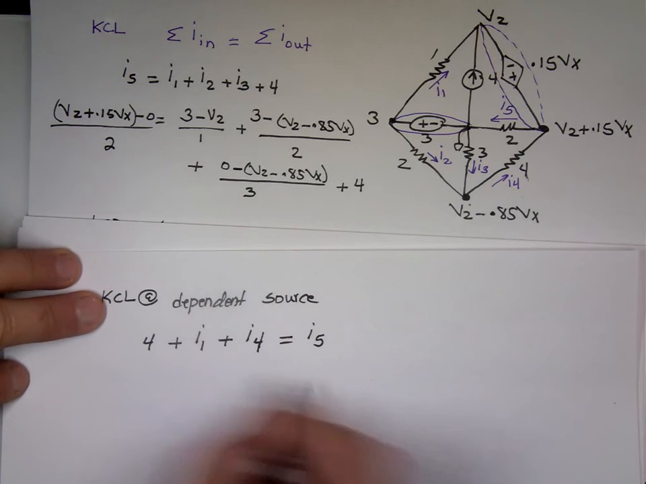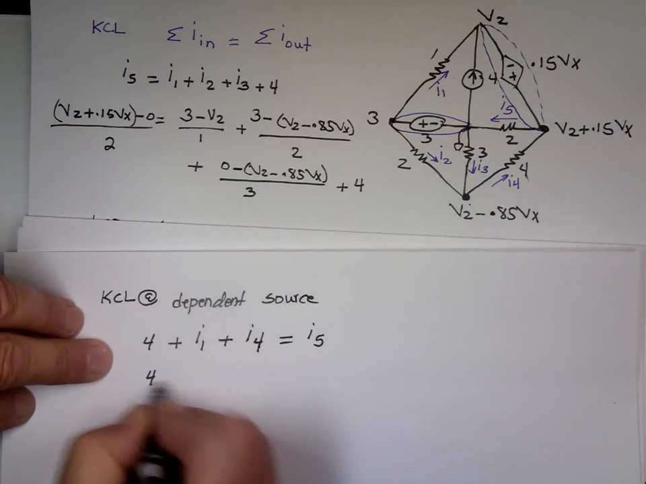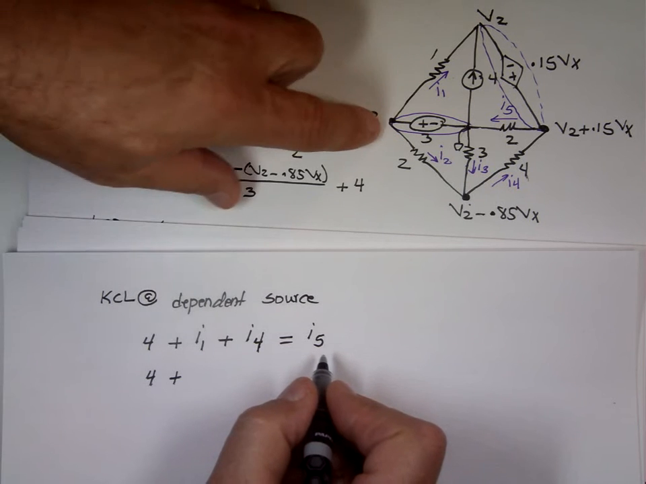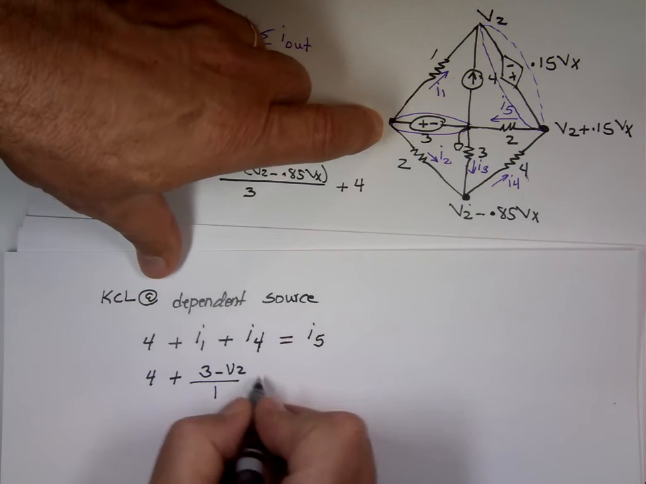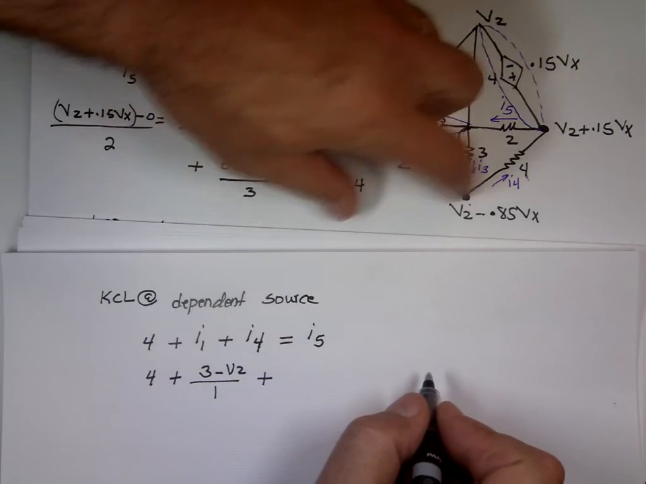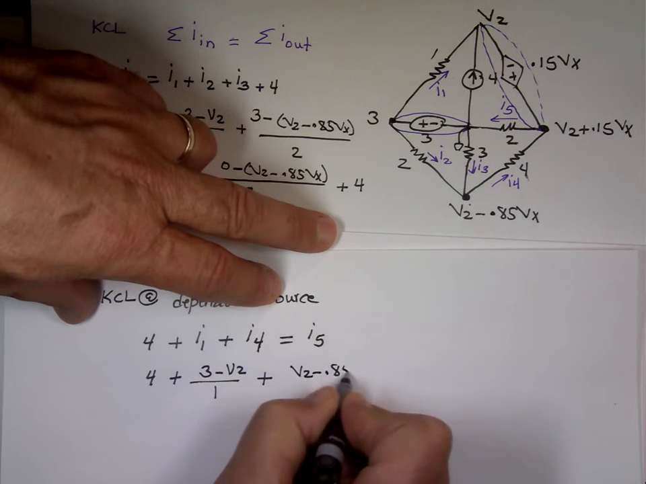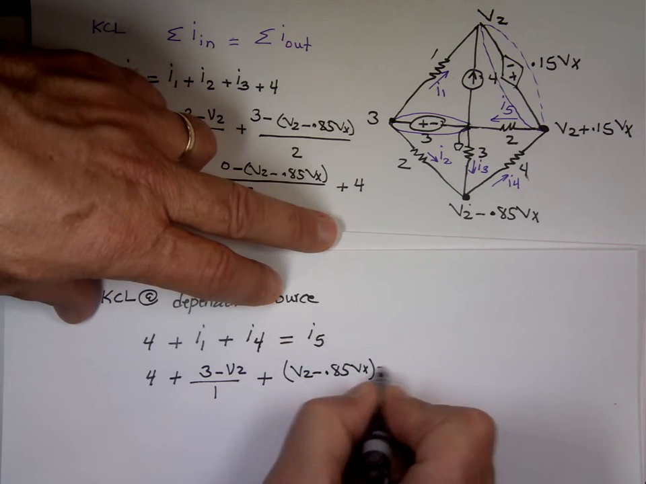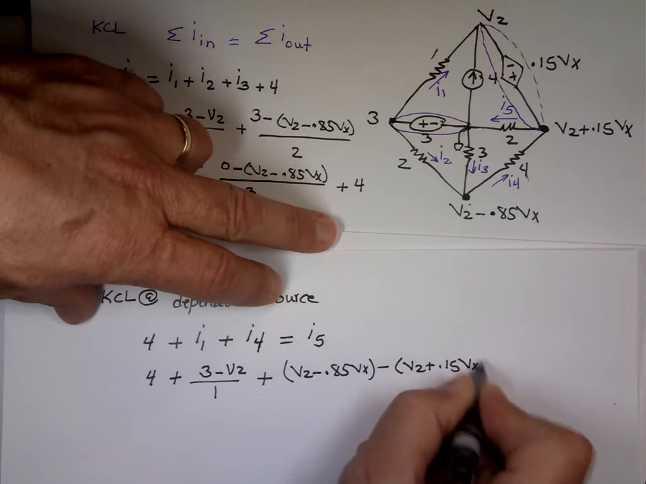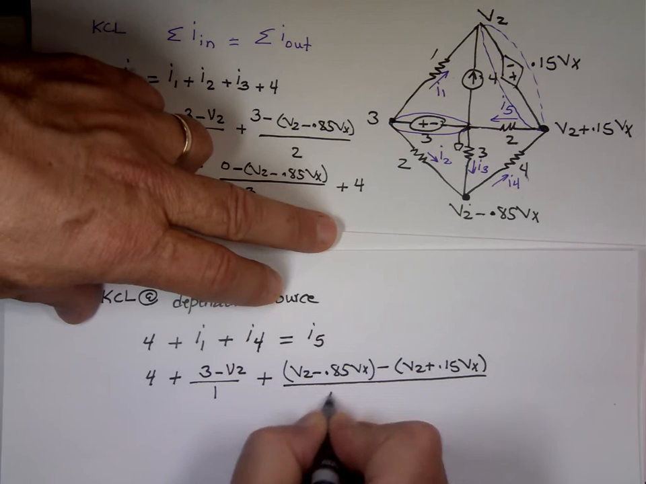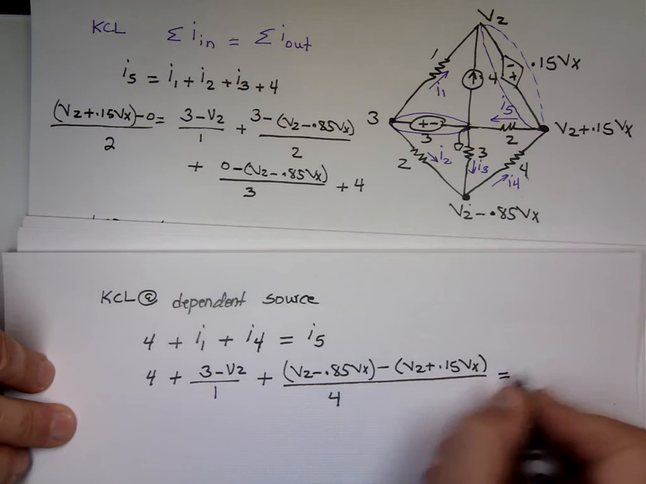So now let's finish this. That's 4. What's I sub 1? I sub 1 is 3 minus V2 divided by 1. I sub 4, I forgot what I sub 4 is right here. It's this minus that. So what is it? V2 minus 0.85 Vx minus that one, which is V2 plus 0.15 Vx, divided by what? 4. This minus that over 4. And what's leaving, I sub 5, which is this minus 0.